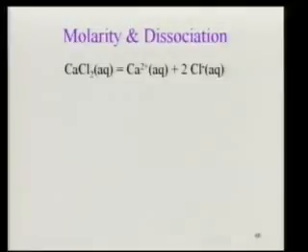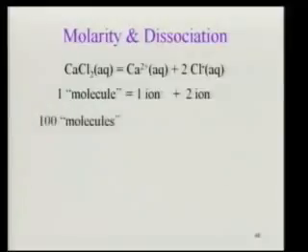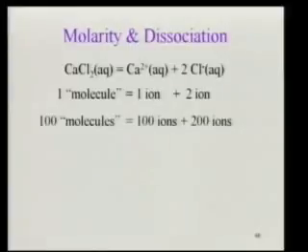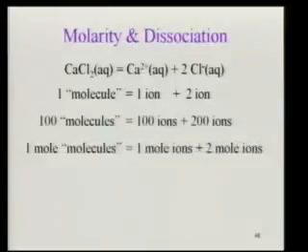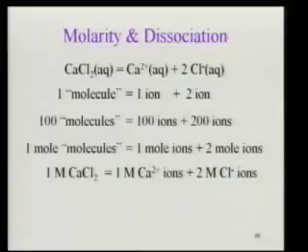CaCl2. What happens when it dissociates? 1 of these, 2 of those. Okay? 1 molecule of calcium chloride will give you 1 calcium ion, 2 chloride ions. So it stands to reason that if I had 100 molecules of this, I would have 100 ions of calcium, 200 ions of chloride. Even further, take it to moles. If I had a mole of calcium chloride, I would have 1 mole of calcium ions, 2 moles of chloride once it dissociated. Now, to get to concentration, notice how that makes a difference.